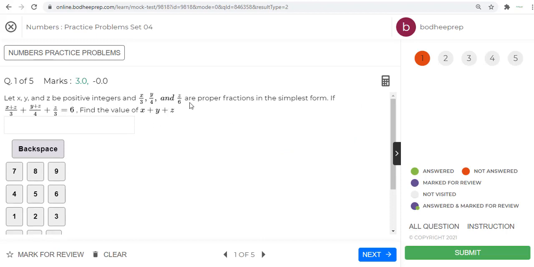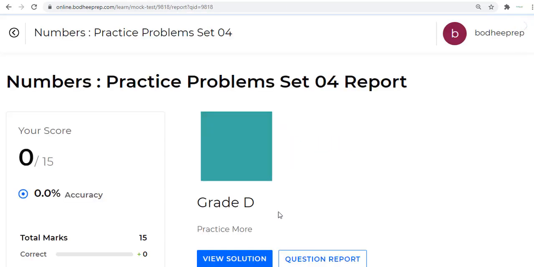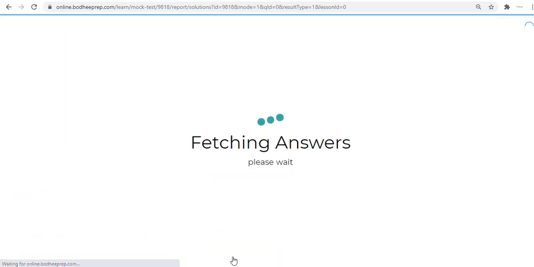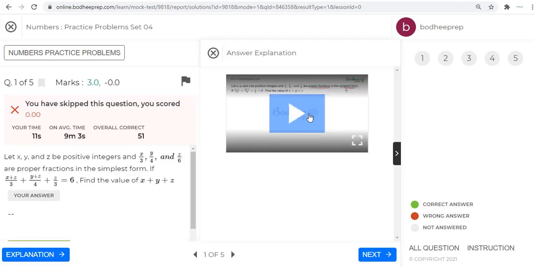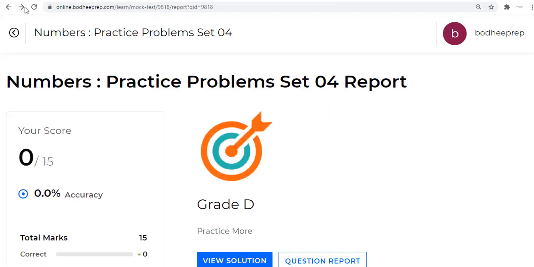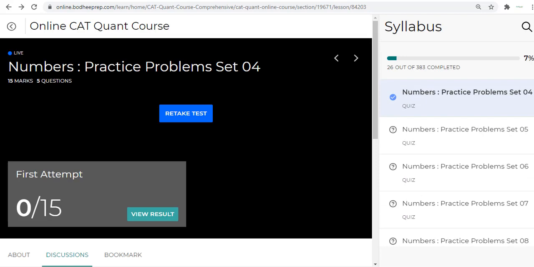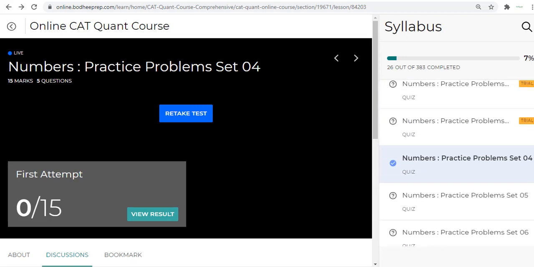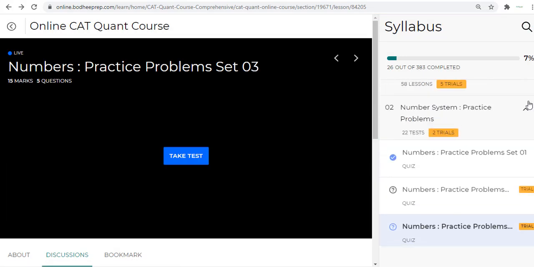The questions are given here, and you can solve the questions and submit, and once you submit, it takes you back to the same page. You can go to view solutions, and then you can watch the solution. You click on explanation, and here you have the explanation as a video coming up. This is how the practice problems have been arranged. And again, I repeat, the practice problems are not to be taken like tests, though they are in the form of tests. This is how it all looks, and we have different examples of that.